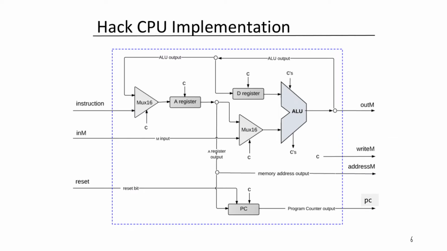So now let's take a look at the Hack CPU implementation diagram. It's exactly what we saw in previous slides. Here the C symbol represents a control bit. We will study all these components in detail with the help of HDL code.